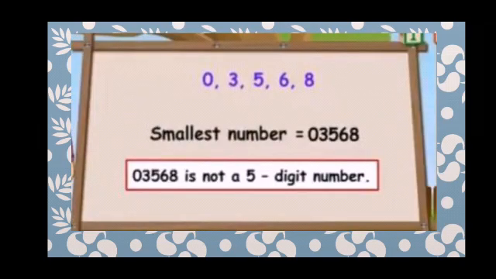Now, let us see another example. We have given 0, 3, 5, 6, 8. So, if we want to make the smallest number, we will write it in ascending order. So, it will be 03568. But this is not a 5-digit number.